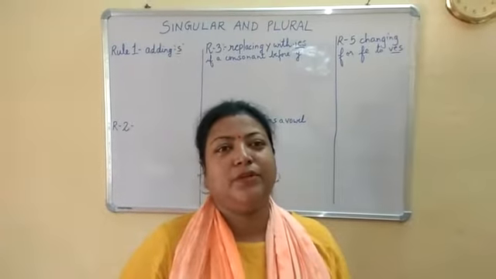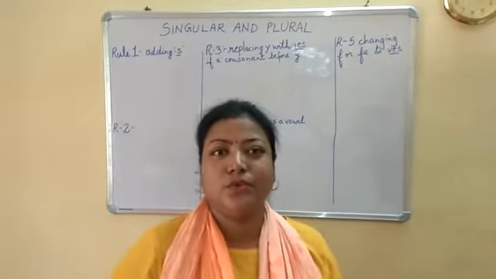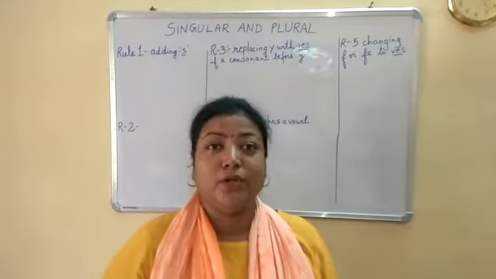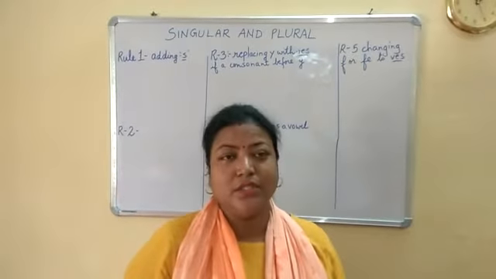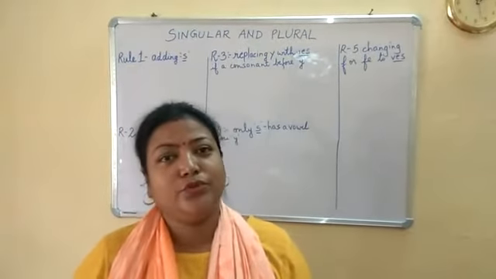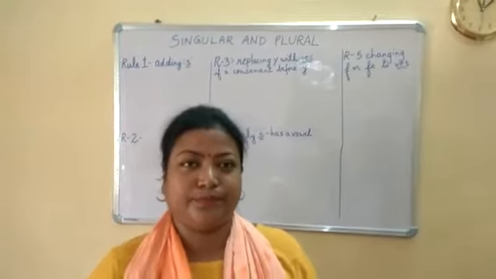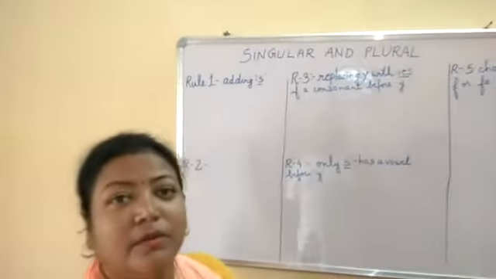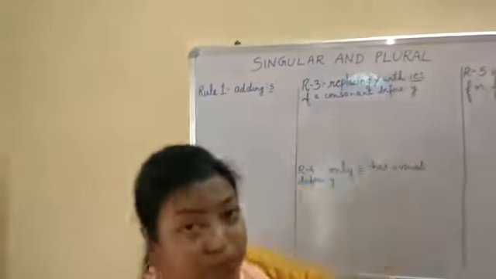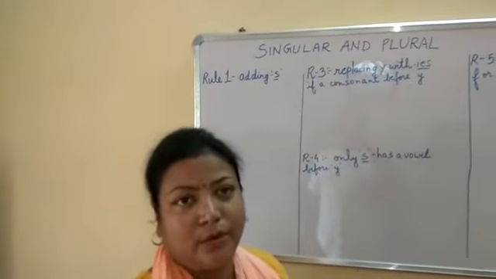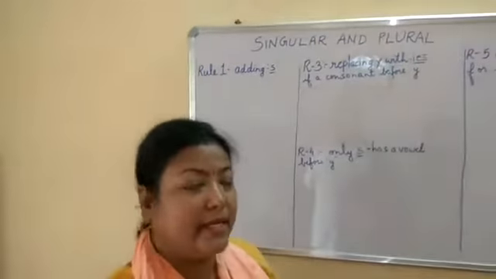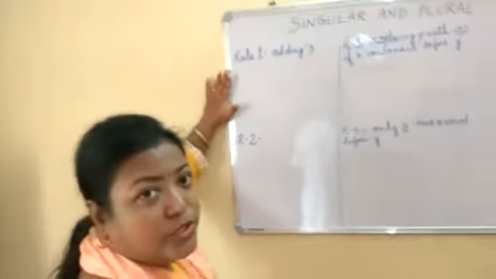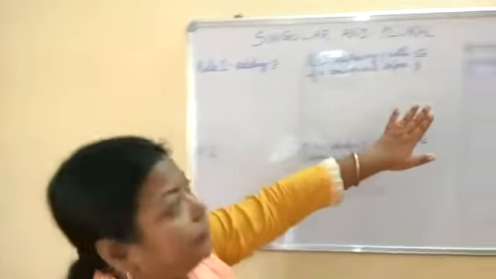Now, this chapter you have learned in classes 2 and 3. So, I hope you know all the rules, but then I'm going to revise the rules with you. Children, what do you mean by singular? Singular means one. And plural? Plural means more than one or many. Now, there are many rules. Today, I am going to teach you only 5 rules.